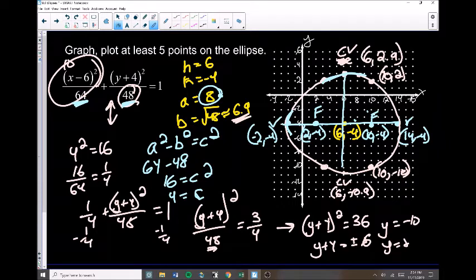The major axis has a length of 16. The minor axis in this case is 13.8. That's everything you could hope to find for these ellipses. Let me show how this looks on Desmos.